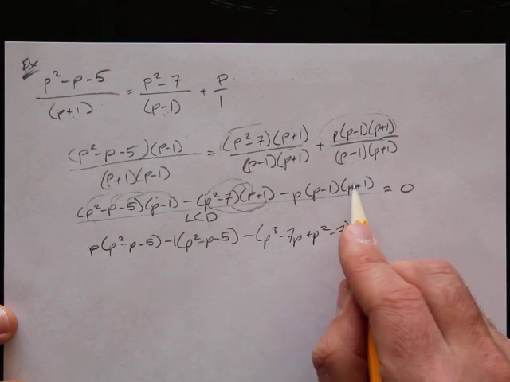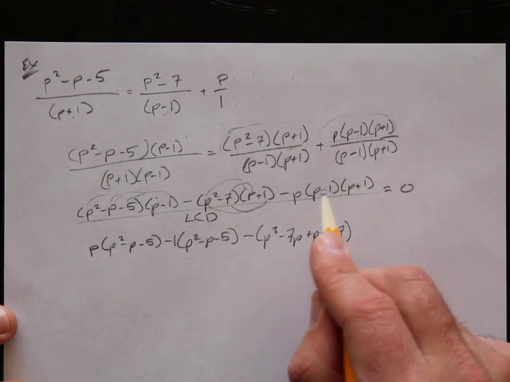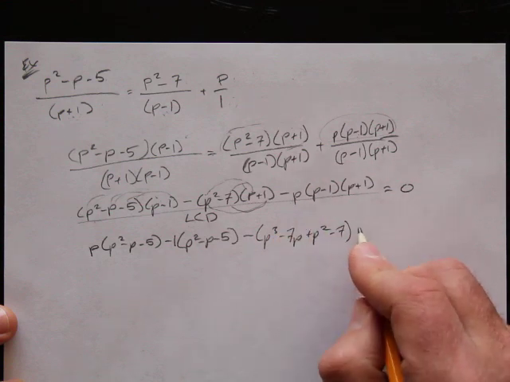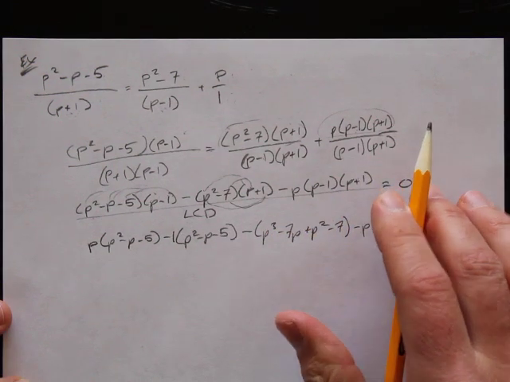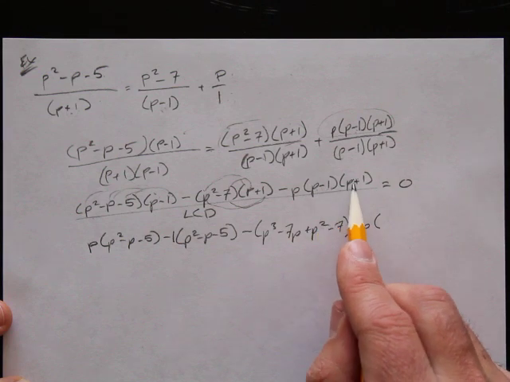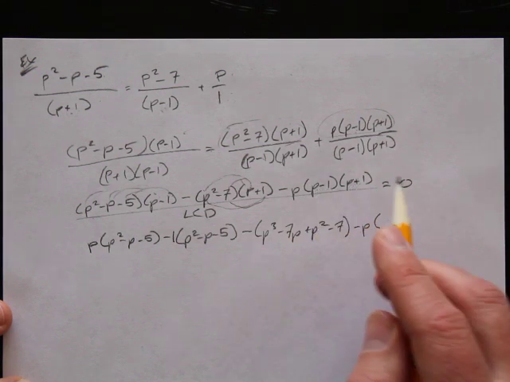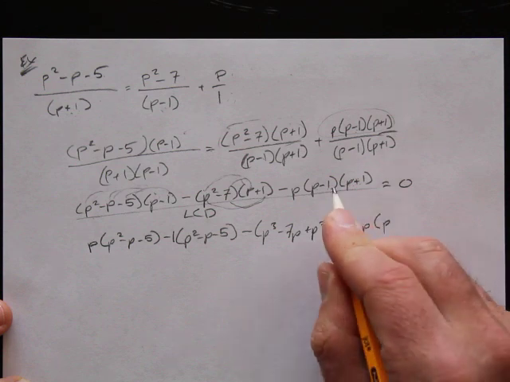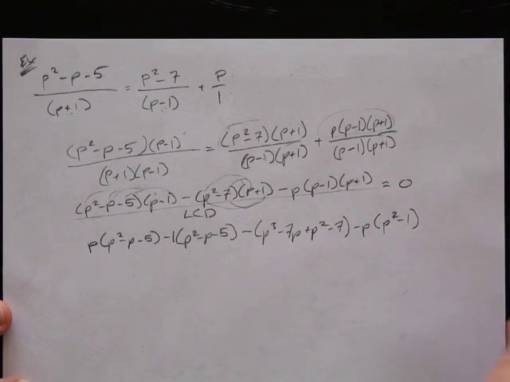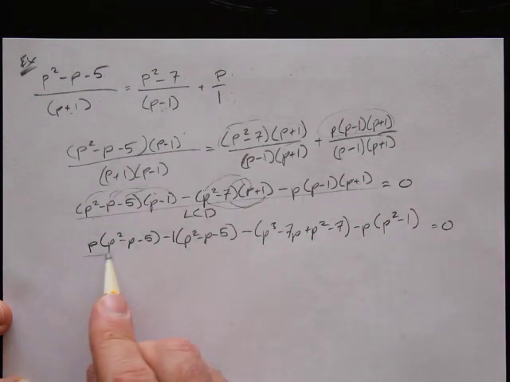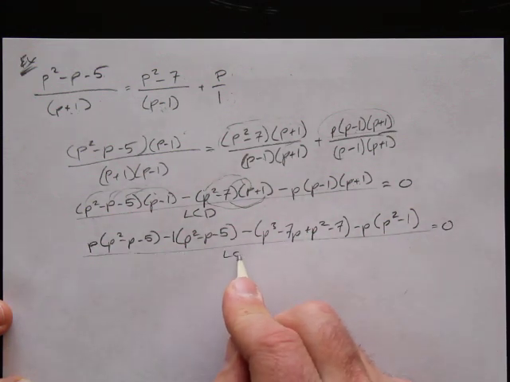Now this one, I'm going to multiply these two together first, and then I'm going to multiply by the p. So I'm going to say subtract p times these two multiplied together. The reason I'm doing that is because p minus 1 times p plus 1, this is a difference of squares. And so I know that if I were to FOIL all this out, I'd have p squared minus 1. And then all that equals 0. All of it is over the least common denominator.